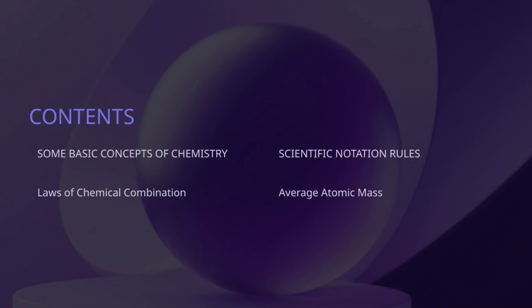Finally, we're covering some basic concepts of chemistry. These lay the groundwork for everything else we'll learn, from atomic structure to chemical bonding. Grasping these core ideas is essential for understanding the more complex topics ahead and seeing how all the pieces fit together in the world of chemistry.